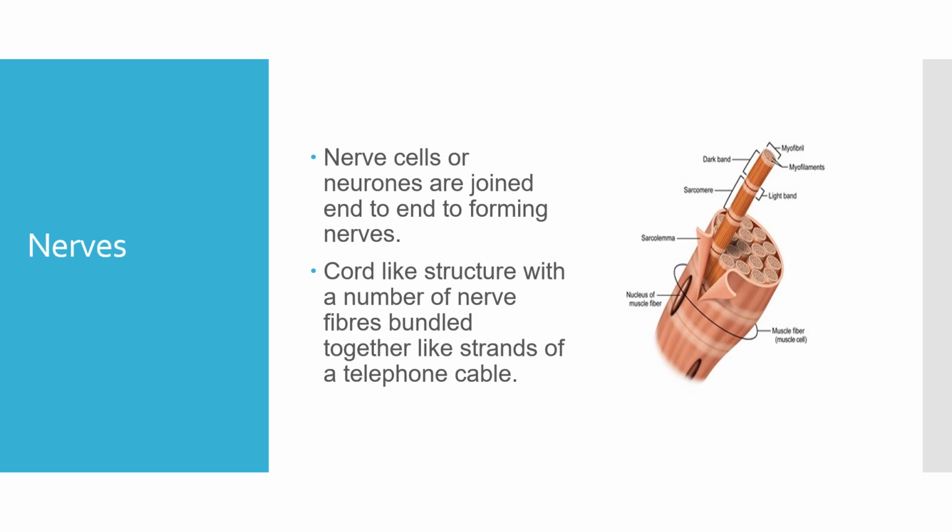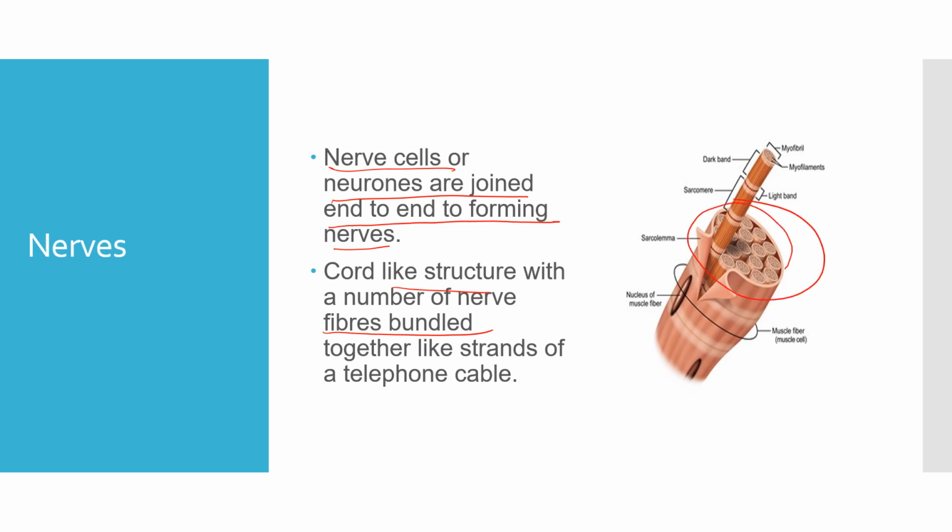Now nerves. So what are nerve cells? Nerve cells or neurons are joined end to end forming the nerves. So all the neurons are joined end to end to form a long string, a cord-like structure called a nerve. So what does a nerve look like? A nerve is a cord-like structure and it consists of a number of nerve fibers.